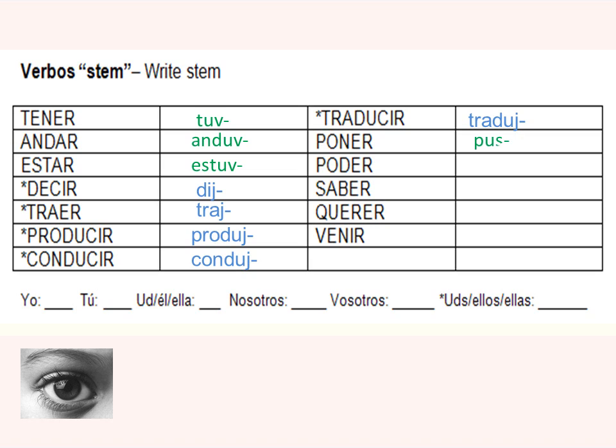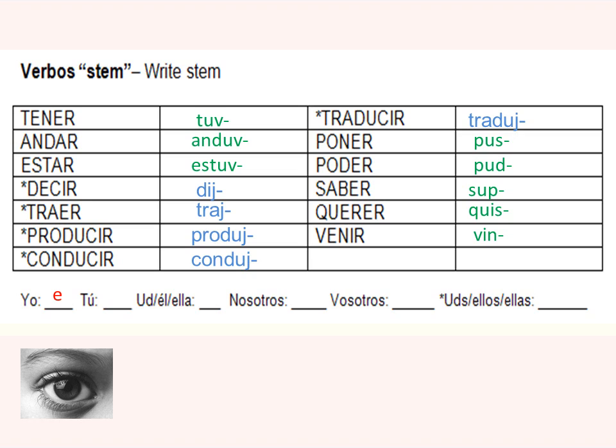Okay. And here we have pus, pud, sup, quis, and vin. So once again, you just have to know that these stems are going to go with all the endings that are right underneath this chart. So all of these use the exact same endings. It doesn't matter if they're an AR verb, an ER verb, or an IR verb. They all have an irregular ending for this section.